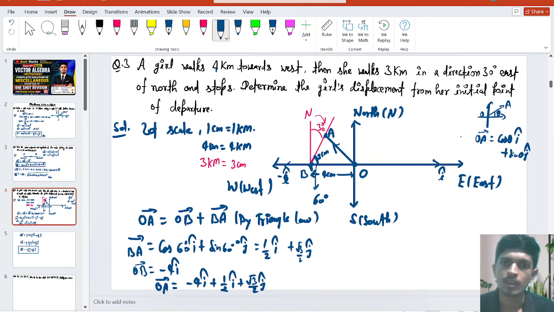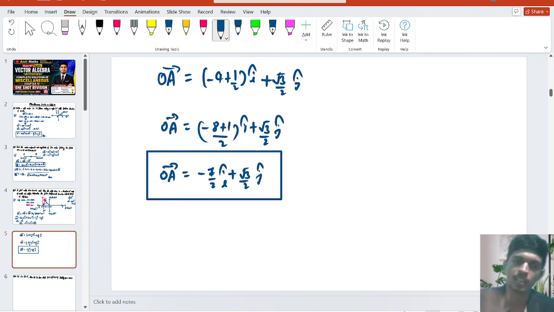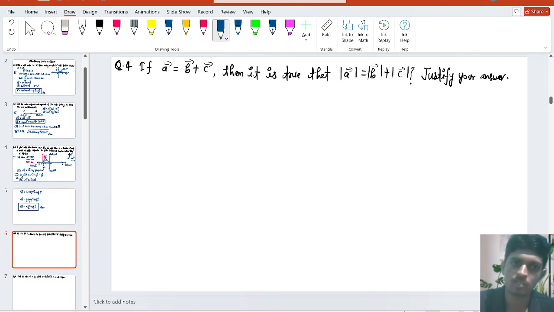This is 4 units along here. I hope it is clear to you. This is vector BA, and we need to find this vector, so we simplify it here. Vector BA we find with this method. I hope it is clear to you. So we simplify it and get the answer. This is our answer.